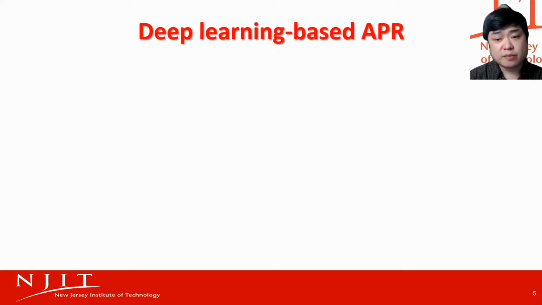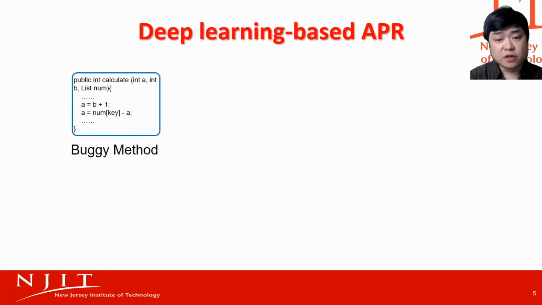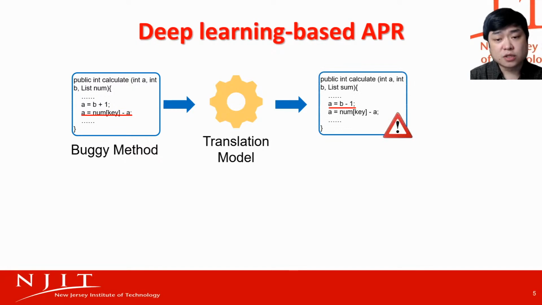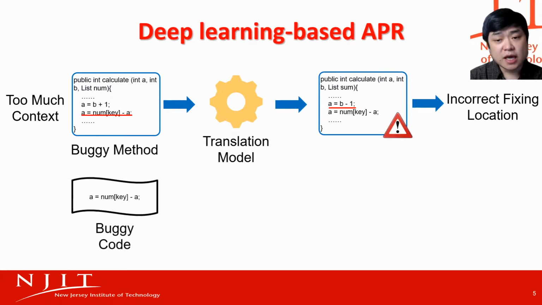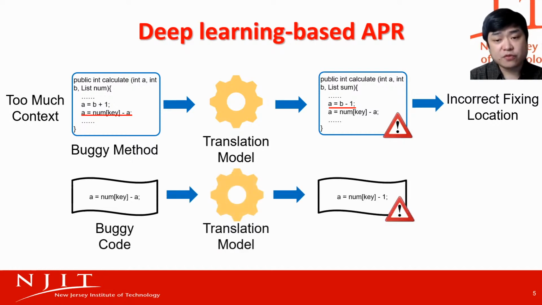The existing deep learning models often use a translation model to fix the bug in the buggy method. Some of them put the whole buggy method as input into the translation model to do the fixing. Because there is too much context in the input, the translation model may have an alignment problem, which leads to fixes in incorrect fixing locations. Some others put only the buggy code as input. In this scenario, there is no surrounding code context in the input, and with different code context, the same buggy statements may have different fixes. Because of this, the translation model may generate incorrect code fixes.